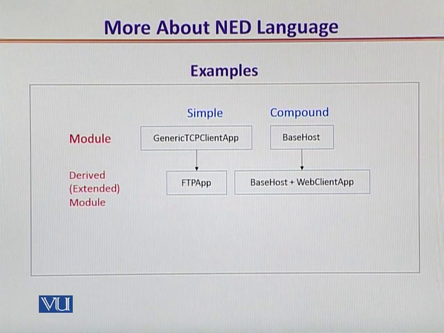As far as an example for a compound module is concerned, let's look at the compound module which is given to us and which we want to inherit. If it is a base host, the base host provides the basic functionality of a standard host. Now, if we want to extend it, say for a web client application, that is, browser support for browsing on HTTP, we shall inherit the base class and extend it using the web client application.